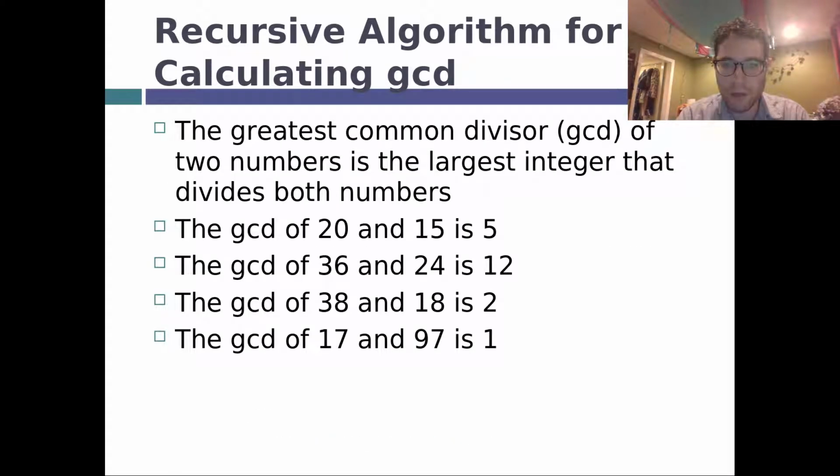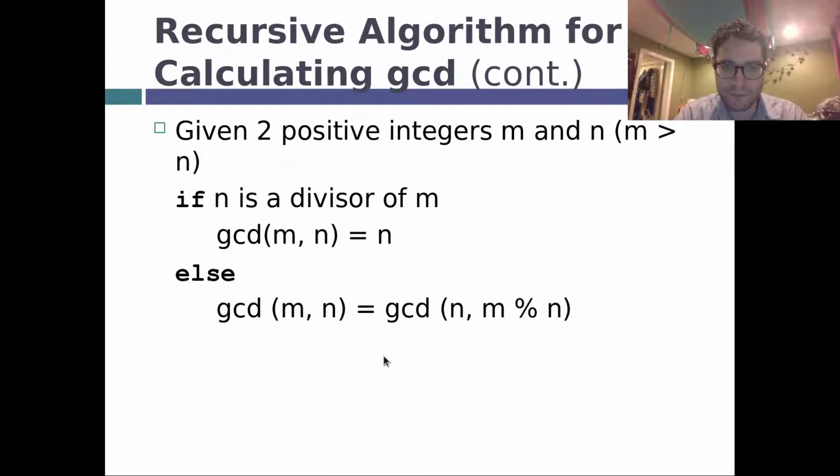Well, just a couple more examples here. The greatest common divisor of 20 and 15 is 5, the biggest number that divides both. 36 and 24 is 12. 38 and 18 is 2. And for 17 and 97, since I believe they're both prime numbers, they're relatively prime to each other, meaning neither divides the other. The biggest factor they have in common is 1.